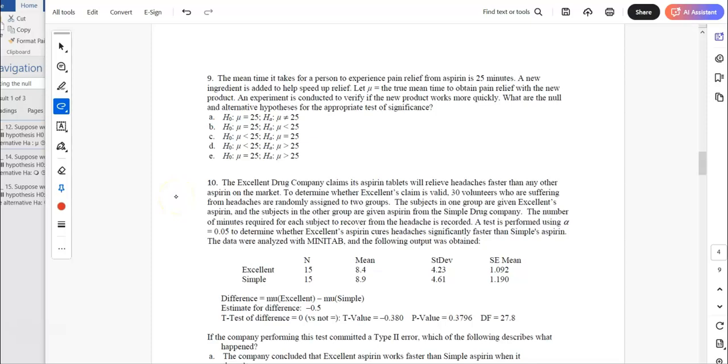Mean time it takes for a person to experience pain relief from aspirin is 25 minutes. A new ingredient is added to help speed up relief. Let mu be the true mean time of pain relief for the new product. An experiment is conducted to verify the new product. What are the null and alternate? So I didn't really read those, but those are probably not it. Because the null is just 25. There's nothing going on here, right?